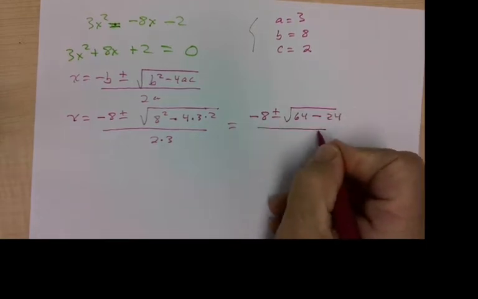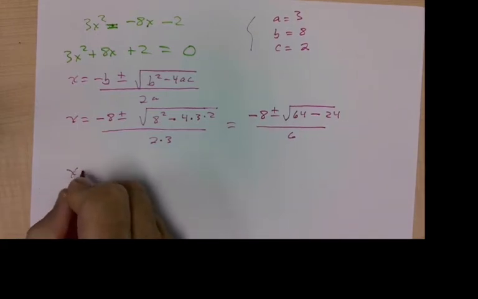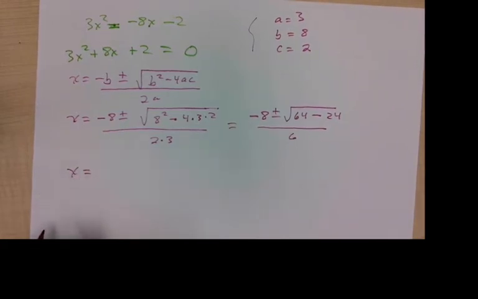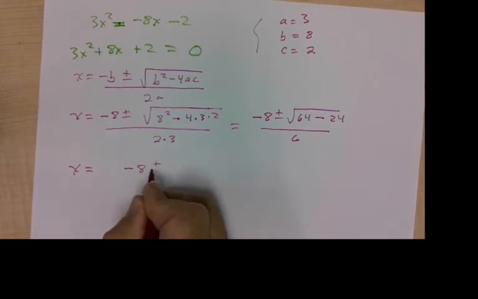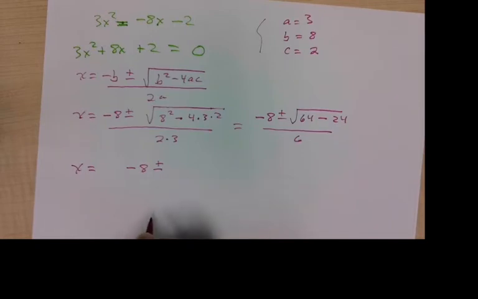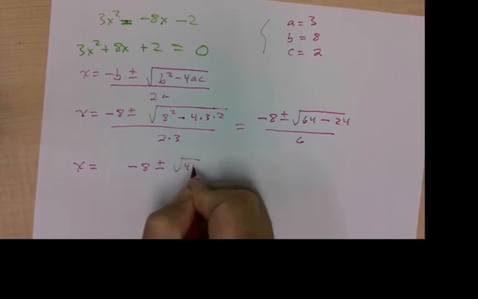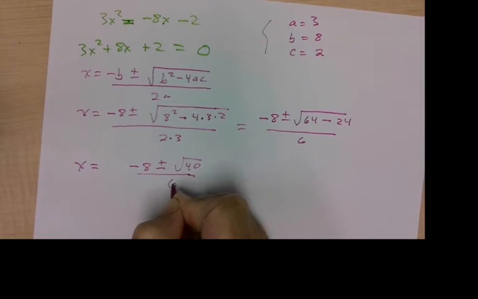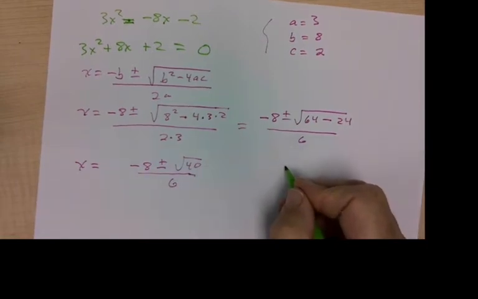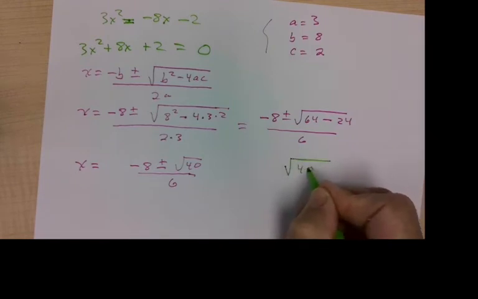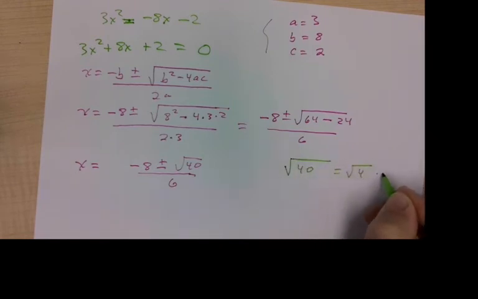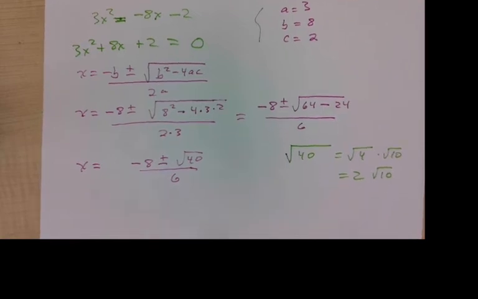All over 6. So I get x is negative 8 plus or minus the square root of 40 over 6. Now what about the square root of 40? Well, it's probably simplest to think of root 40 as root 4 times root 10. Root 4 is 2, so it's just 2 times root 10.